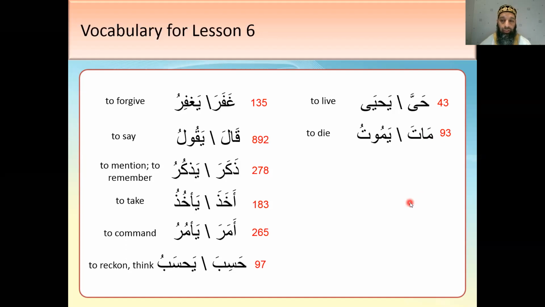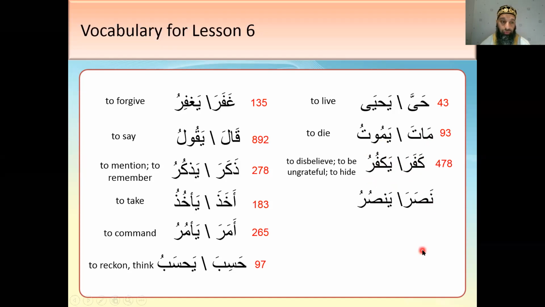93. Kafara yakfuru. Yes, the first one is past, the second one is present. So kafara, he disbelieved. Yakfuru, he disbelieves. To be ungrateful can also mean to hide. Nasara yansuru. That's where we get Ansar, Nasir, like this. To help.